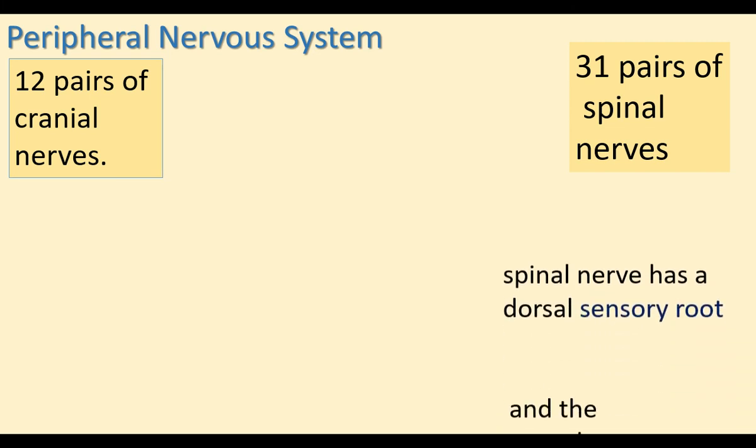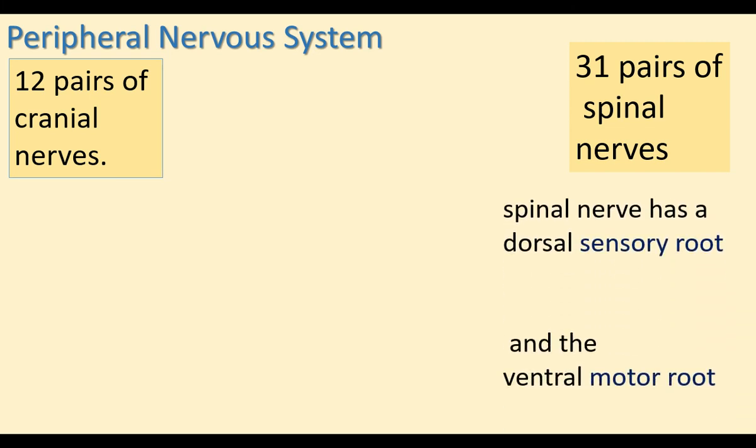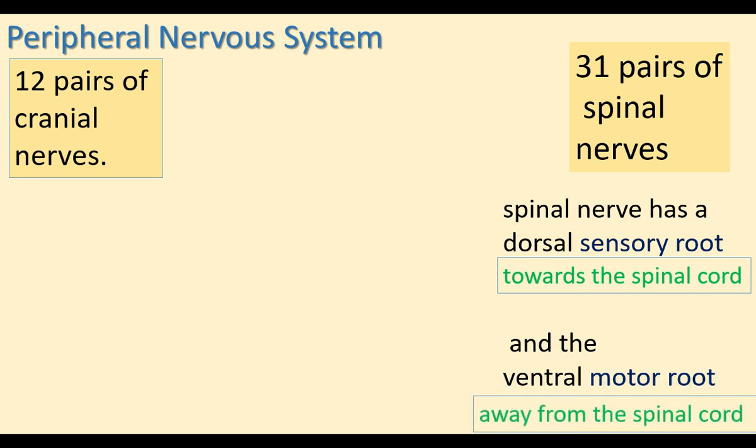Spinal nerves have a dorsal sensory root and a ventral motor root that we learned in the previous video. The sensory root carries information towards the spinal cord and the motor root carries information away from the spinal cord. The motor root carries command for the working of an organ. Since the spinal nerves have two roots, the spinal nerves are mixed nerves.